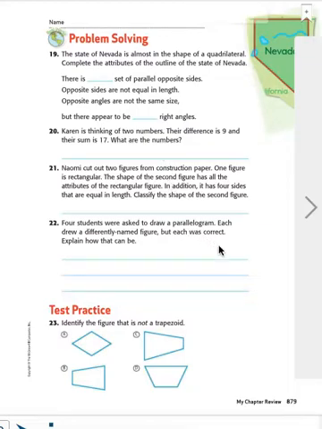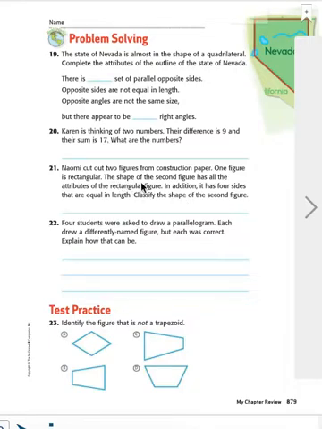Okay, good. Let's go to the next one. Naomi cut out 2 figures from construction paper. One figure is rectangular. The shape of the second figure has all the attributes of a rectangular figure. In addition, it has 4 sides that are equal in length. Classify the shape of the second figure.